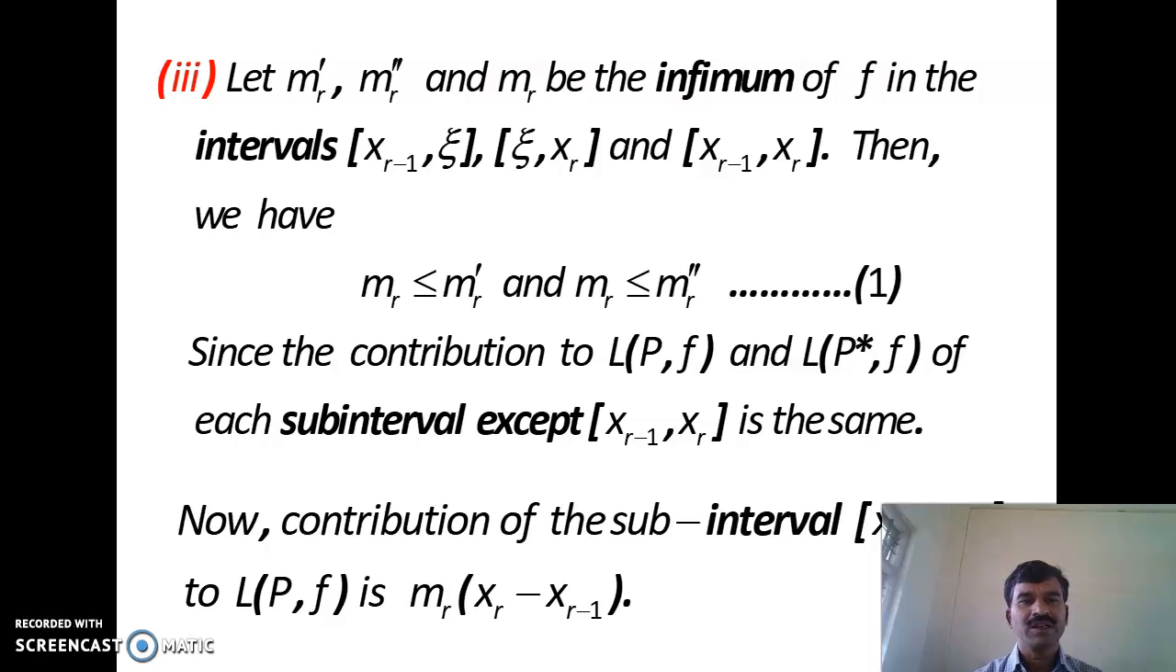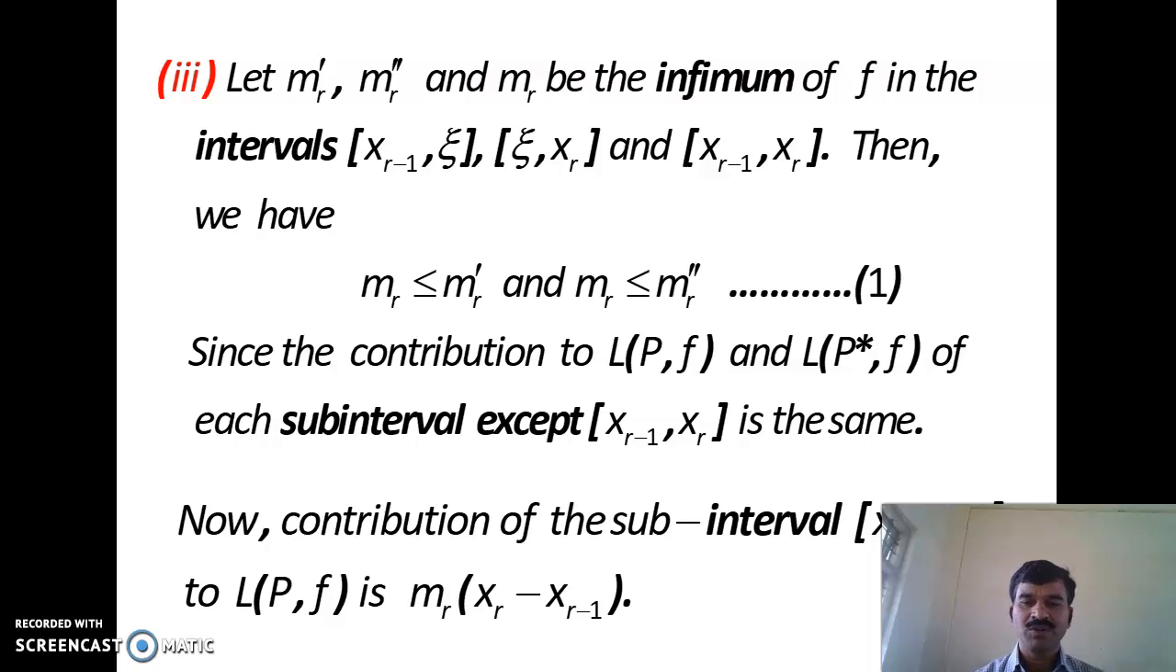And for the third relation here, let small m_r prime, small m_r double prime and m_r be the infimum of f in the intervals [x_{r-1}, xi], [xi, x_r] and [x_{r-1}, x_r]. Then we have the relation that m_r is less than or equal to m_r prime, and m_r is less than or equal to m_r double prime. The contribution to the lower sums L_P of f and L_P star of f of each subinterval except the subinterval [x_{r-1}, x_r] is the same.